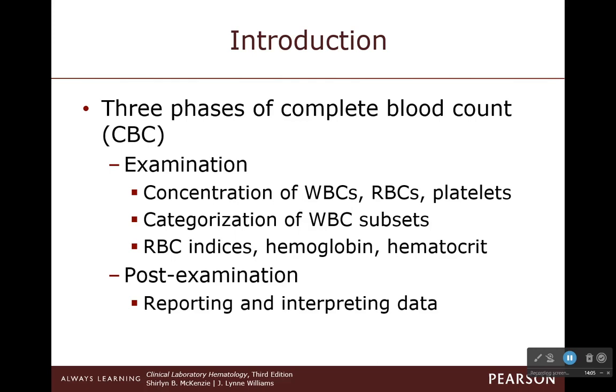During the examination process, this is what we're going to talk about the majority of this chapter. It's talking about the actual examination process. So what does that include? That includes putting the blood on an analyzer and basically getting a concentration of the WBCs, RBCs, and the platelets. So in other words, their counts. WBC counts, RBC counts, platelet counts. Categorizing the WBCs, in other words, doing a differential on them. Those are things that are done in the examination phase.